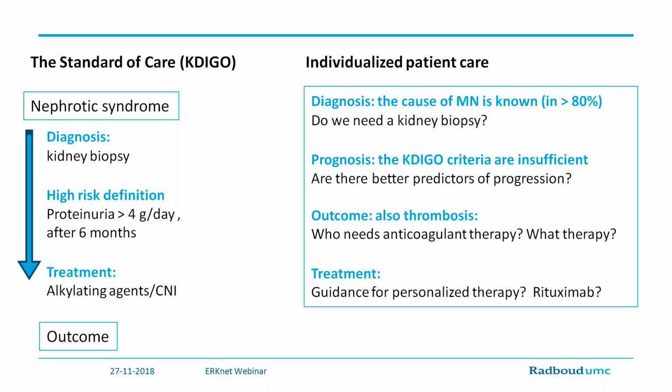In the KDIGO guidelines that were published in 2012, the management of patients with membranous nephropathy was as follows in this simplified scheme. We do a kidney biopsy to diagnose membranous nephropathy. Then we try to define high-risk patients based on the presence of proteinuria of more than 4 grams per day for more than 6 months. And in these high-risk patients, we try to limit the development of end-stage renal disease by treating with immunosuppressive agents, using alkylating agents or calcineurin inhibitors.